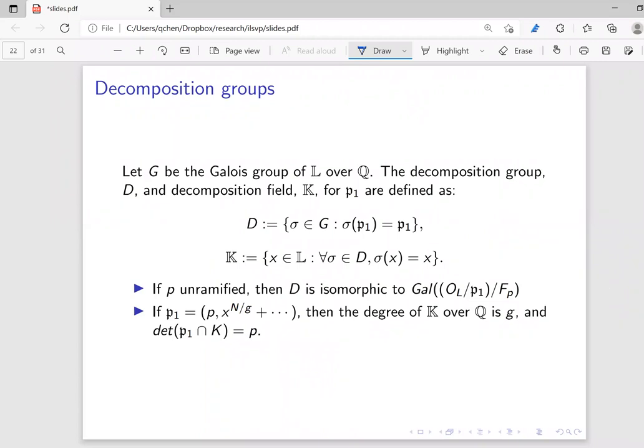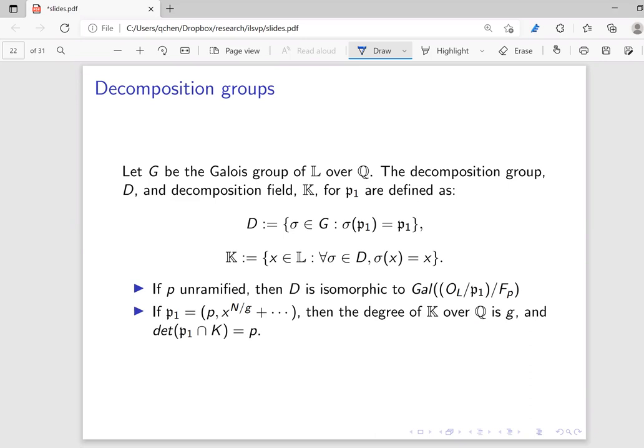The reason is because of the decomposition field. So basically we can have a very interesting subfield. Here let G be the Galois group of L over Q. The decomposition group D is basically the elements in the Galois group which fix this prime ideal set-wise. And then K, the decomposition field, is essentially the subfield corresponding to that group.